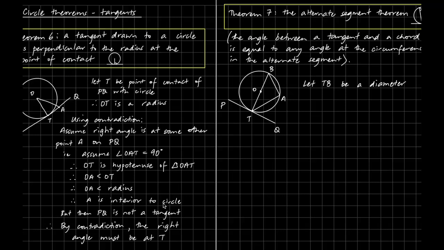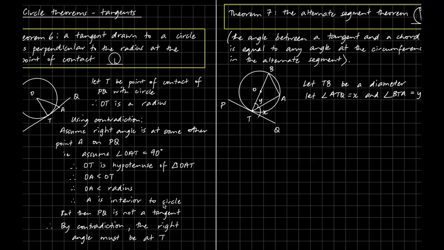And then let's maybe label some angles in here. Let's call this one here X, because that's the one we're going to try and show is equal to angles in the alternate segment. So we're going to let angle ATQ be equal to X. And then the other one there is angle BTA, and we're letting that be equal to Y.